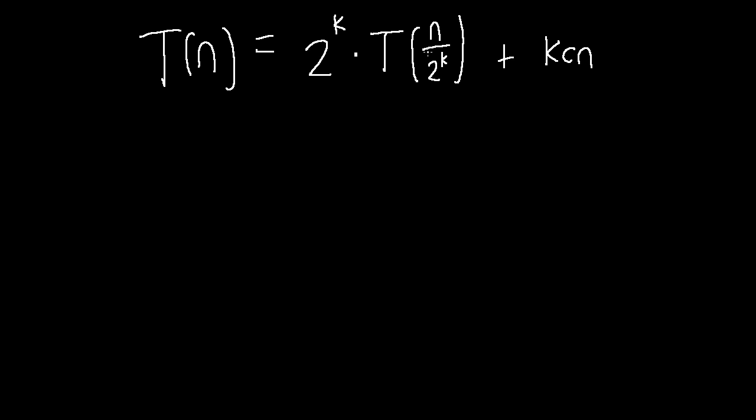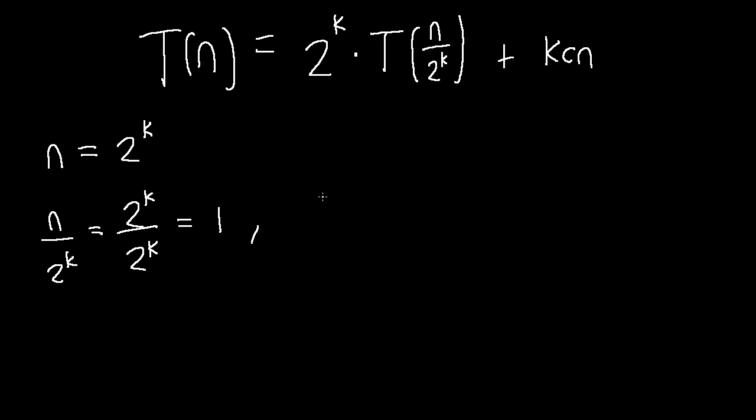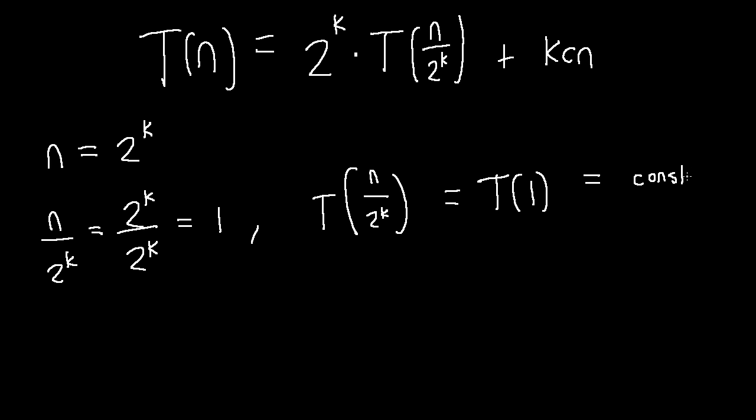So now we want to essentially say that n is equal to 2 to the k. And what happens if we say that n is equal to 2 to the k? Well, that would mean that n over 2 to the k would have to be the same thing as 2 to the k over 2 to the k, which would have to be the same thing as 1, which would mean that T of n over 2 to the k is going to be T of 1, which is going to be a constant. And that will essentially be staying out of our way, and you'll see how that will be done in just a moment.